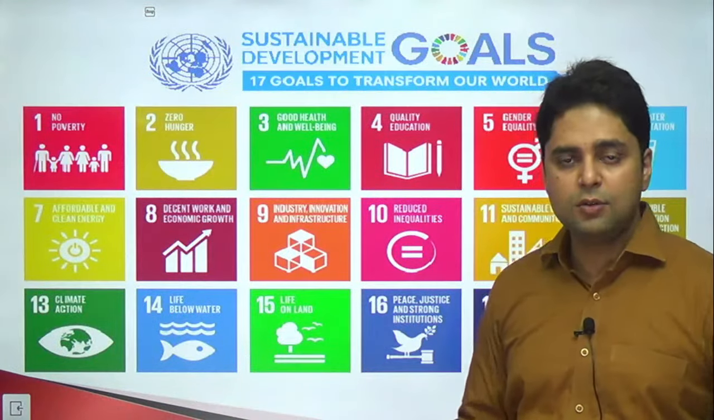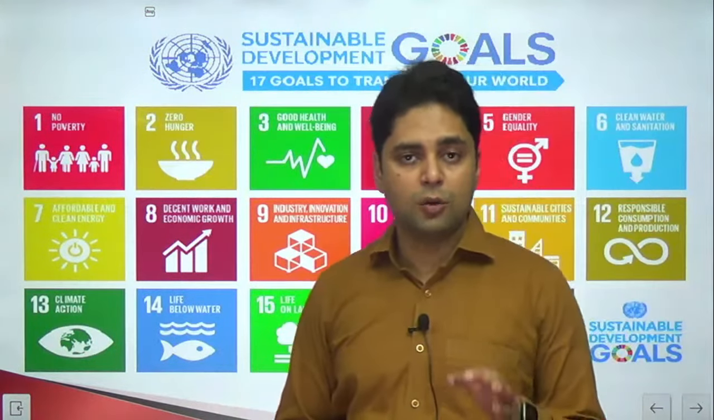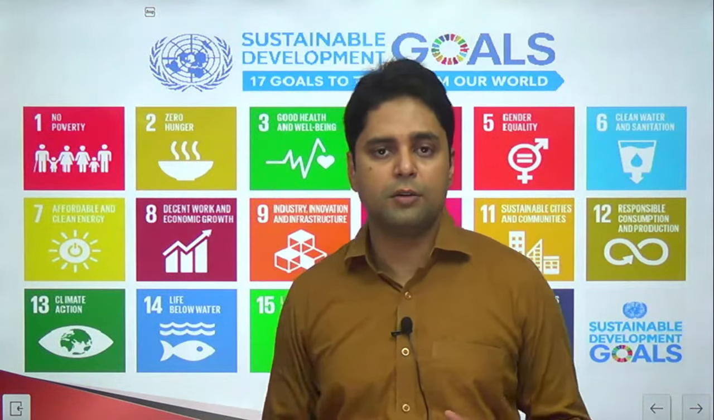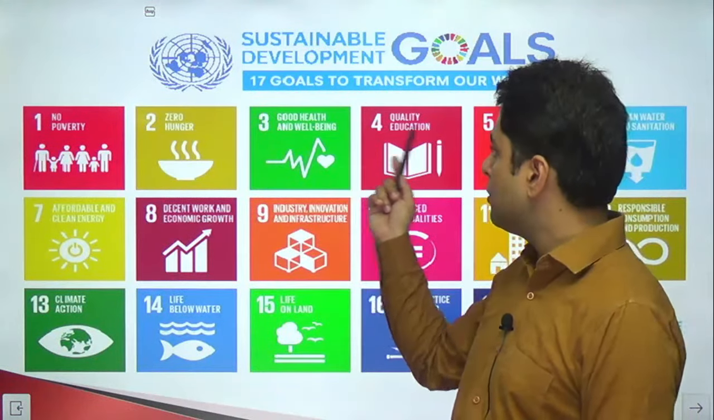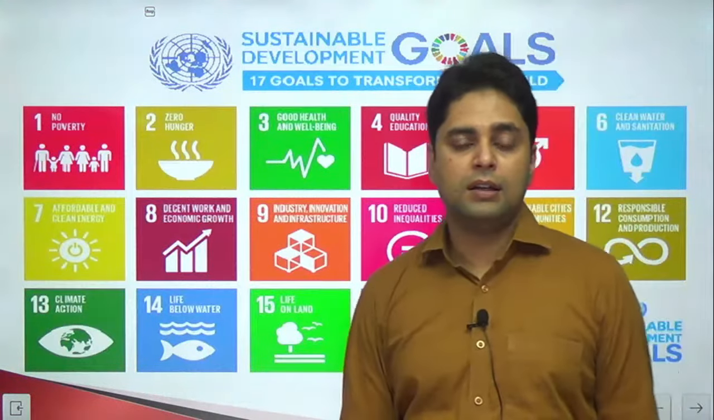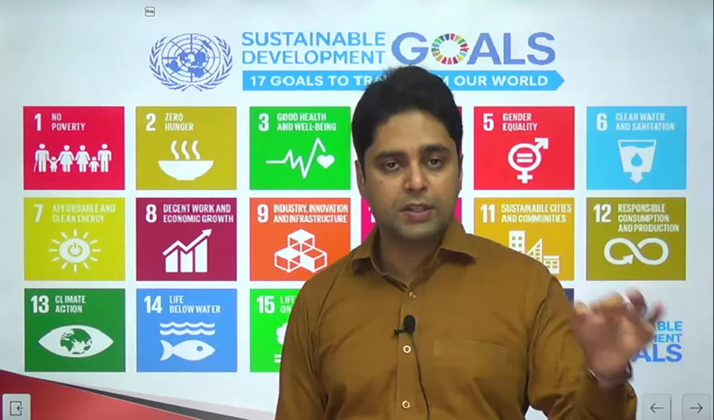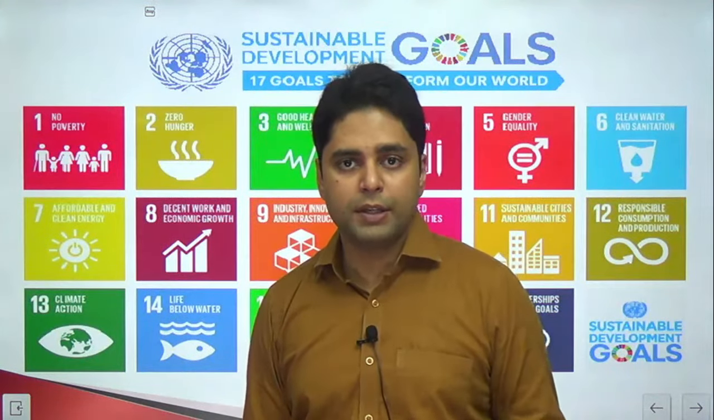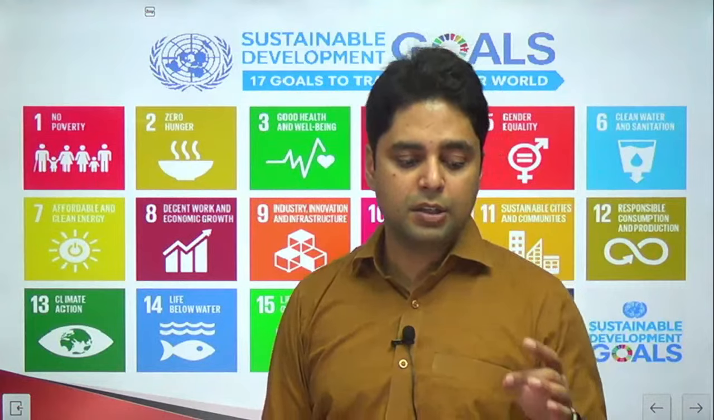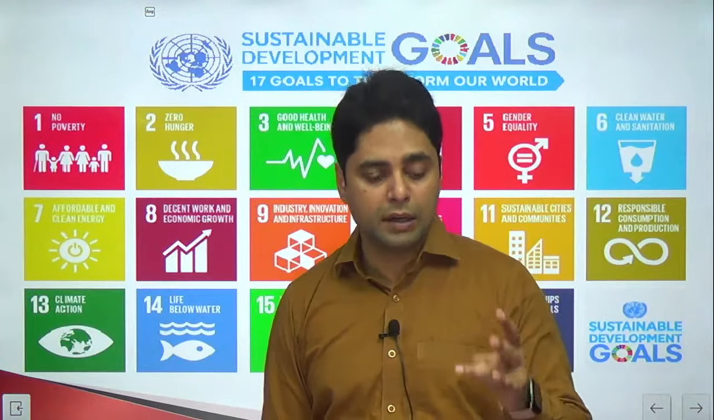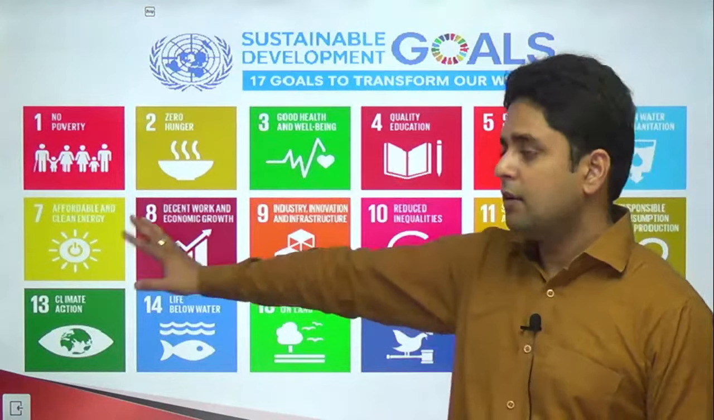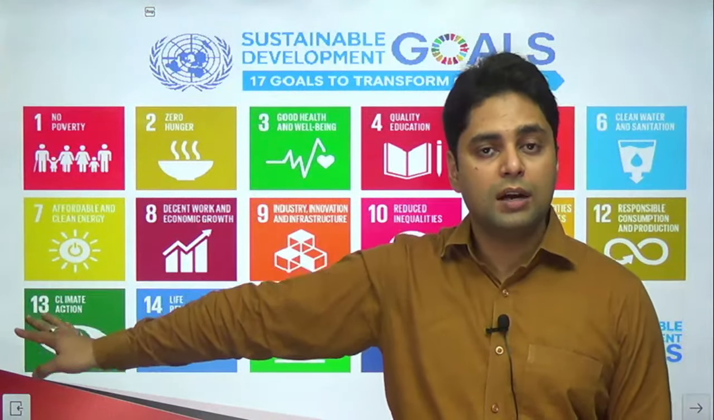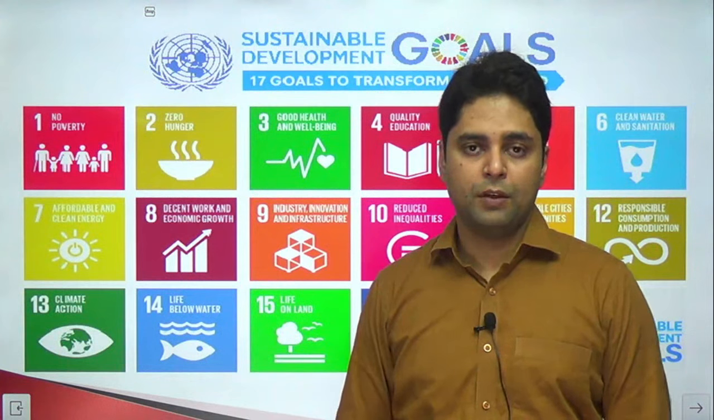Now within these goals there are targets which are quantified and which can be measured. They are not very generic or general; they can be measured. For example, if the broad goal is quality education, the targets would be the literacy rate, the dropout rate, the child literacy rate, the women literacy rate, the adult literacy rate, things like that, which can be measured. So under these 17 goals there are more than 169 targets which have to be achieved by 2030.